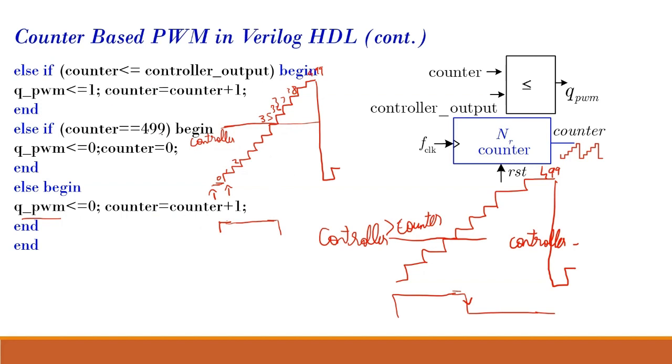This condition is not valid. Only this condition is there, so it will maintain it at 0. Then when it has reached the value 499, my QPWM still will be 0, and my counter value is made 0. So at this clock, it will see that the value is 499, reset the counter to 0, and my PWM will continue to remain at 0.